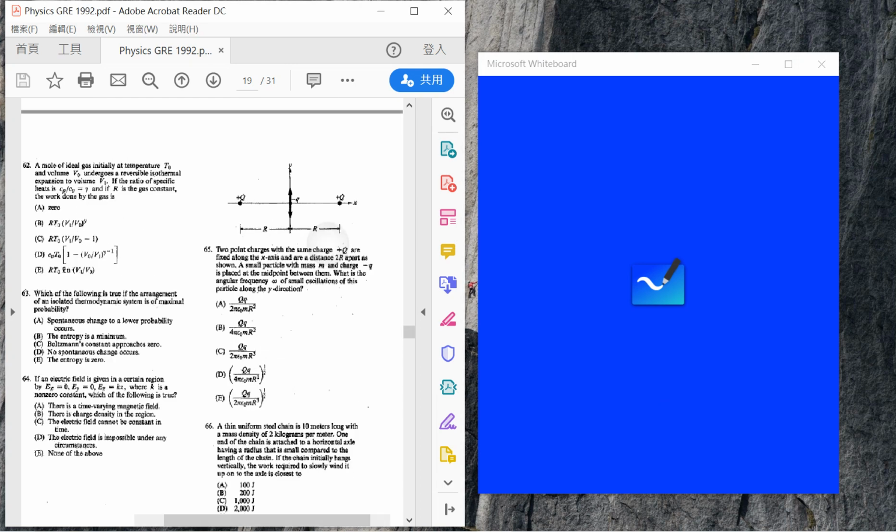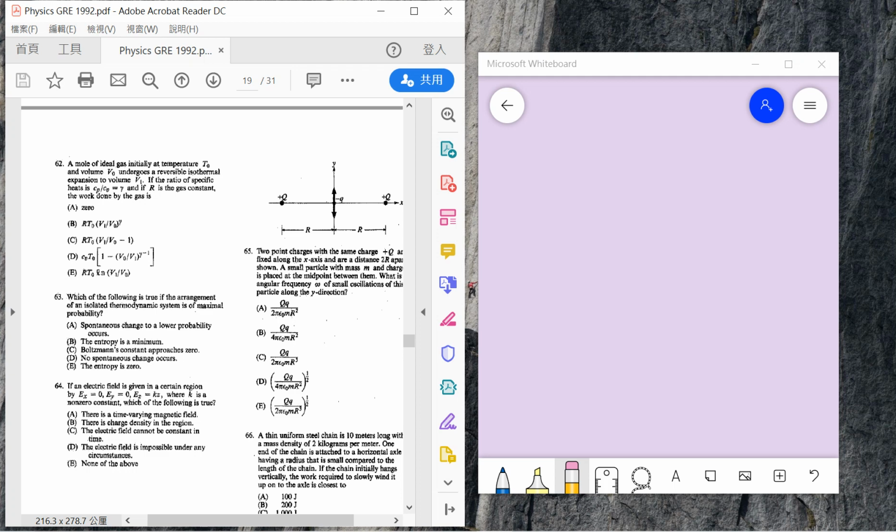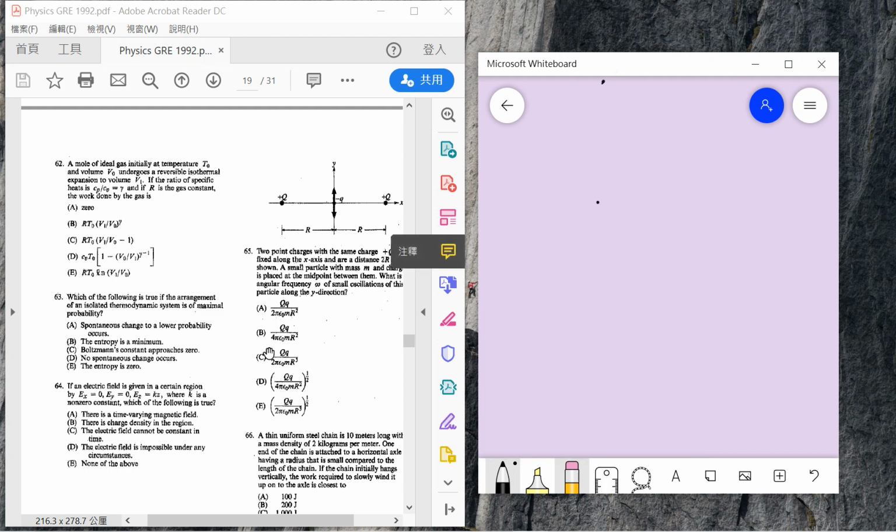So today we keep solving our physics subject GRE, and we start from 62, and hopefully we can pass these 5 questions. So 62 asks about one molecule of ideal gas that has initially a temperature T0 and the volume V0 and so on.